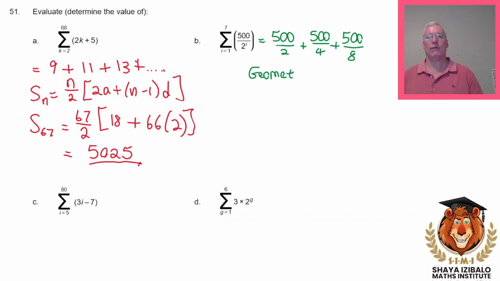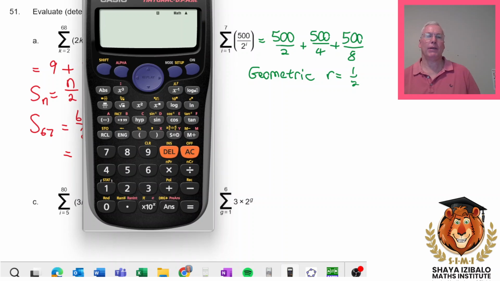I'm going to show you that if you couldn't see that easily, let's remember how we check what R is. What we do is we take any term and we divide by the term before it. So let's take this term, 500 over 4, and divide by the term before it, 500 over 2. We get a half. Okay, we'll get exactly the same as if we took 500 divided by 8 over 500 divided by 4.